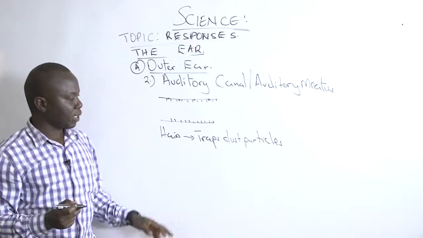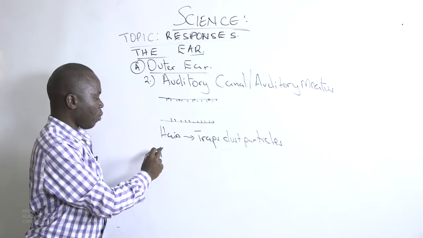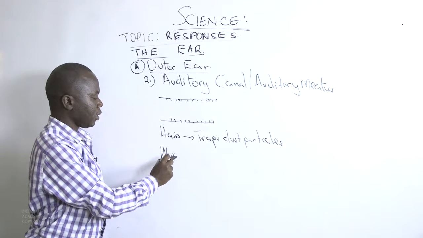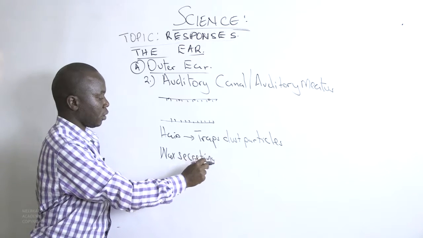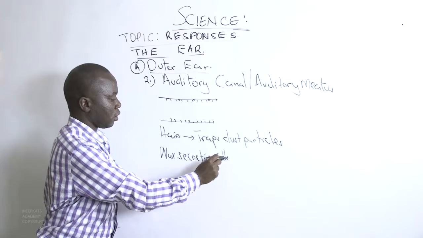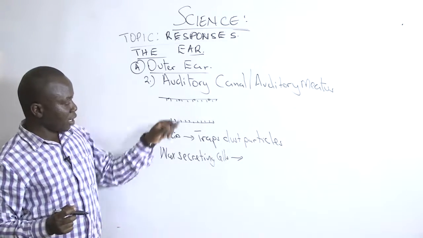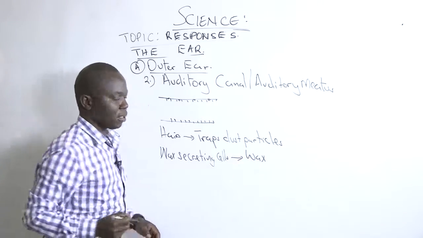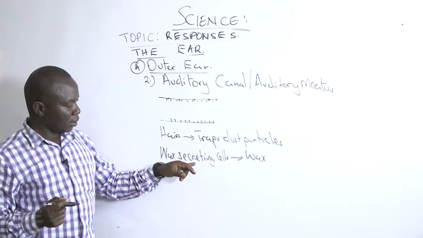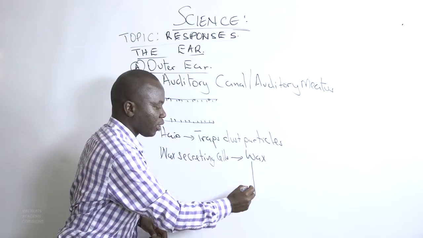Traps dust particles. And then we have waxy secreting cells. Why should it have wax secreting cells? As the description says, it secretes wax. What is the role of this wax?